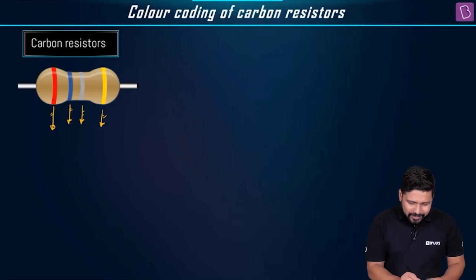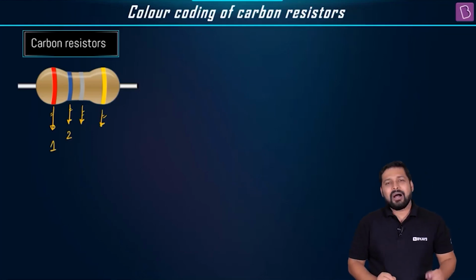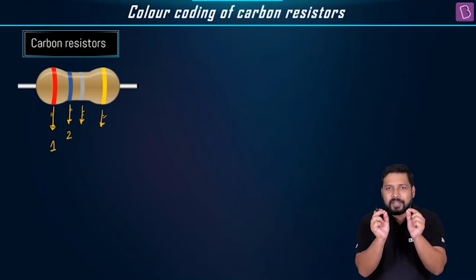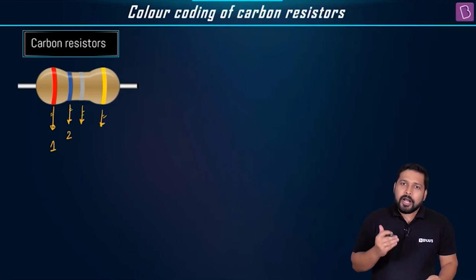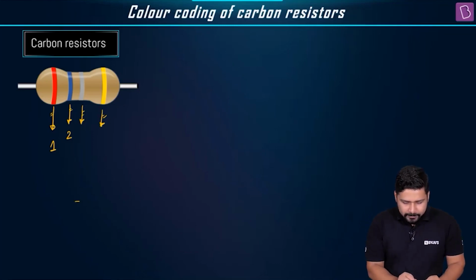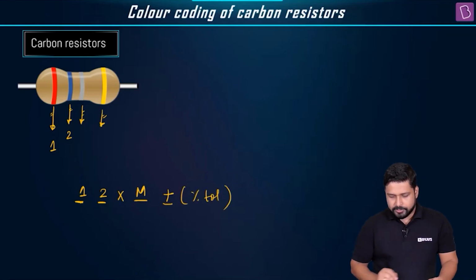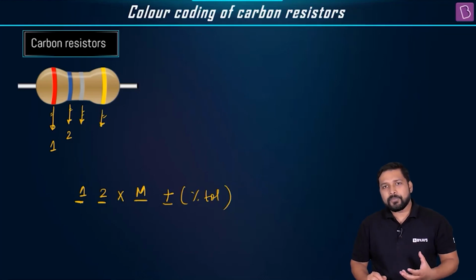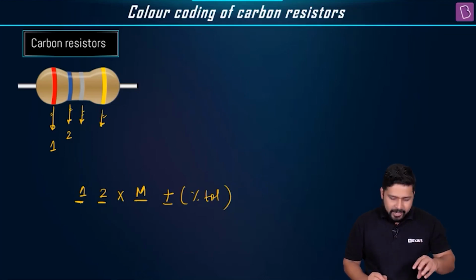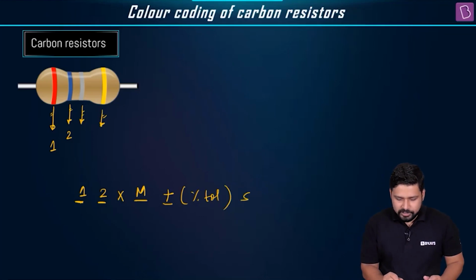So the first 2 colors, number 1 and number 2, are going to give you information about the number, the 2 significant figures. So a carbon resistor will always be written as one number, another number, that is 1, 2, then multiplied with a multiplier, and then plus or minus tolerance in terms of percentage. This is how any carbon resistor can be written. These many ohms, this is how you have to write it.